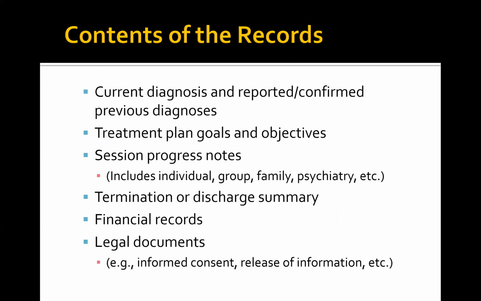Including current diagnoses, the diagnosis that you and your treatment agency have assessed this client as having, and also reported or confirmed previous diagnoses. So if a client comes in and says, yeah, I have a diagnosis of bipolar disorder, who gave you that diagnosis? Well, my psychiatrist at my last treatment facility. That should be in the treatment record. A confirmed previous diagnosis means that you've gotten a copy of a medical record from the person that gave that diagnosis. You will include the treatment plan along with its goals and objectives.